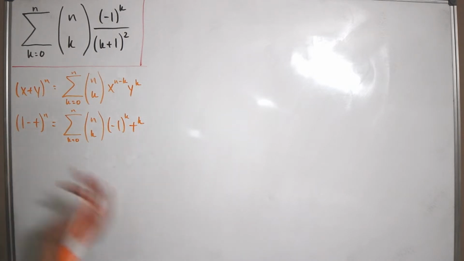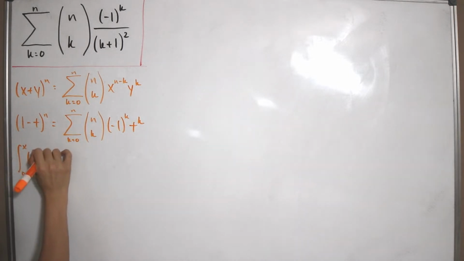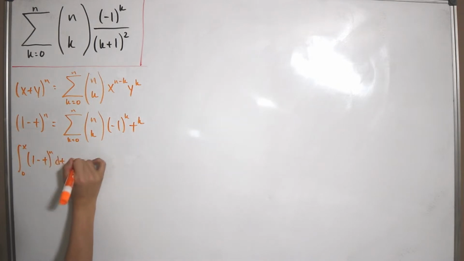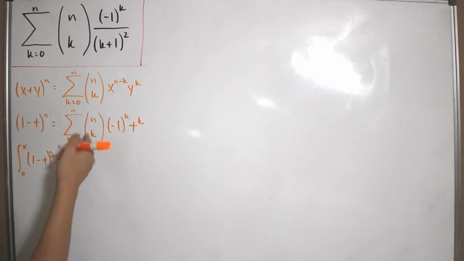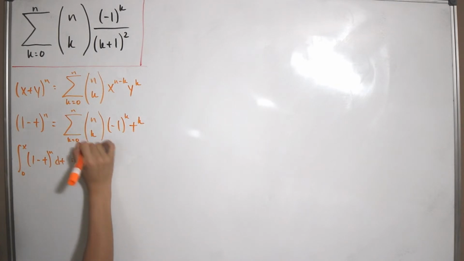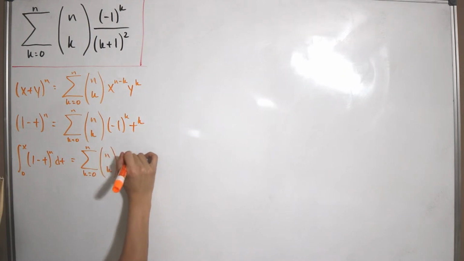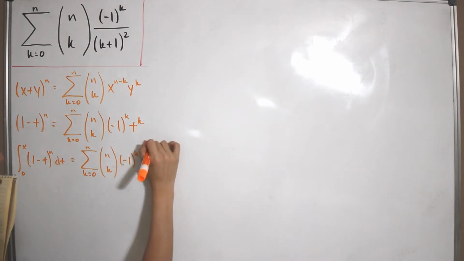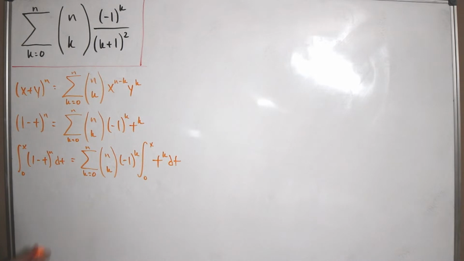Now let's do a little bit of integration. I'm going to integrate with respect to t, and we're going to integrate both sides from 0 to x. So we have the integral from 0 to x of 1 minus t to the power n dt, which equals the following. Since we're integrating with respect to t, everything else is a constant, and we can interchange the sum, so the sum can come outside. So the sum from k equals 0 to n of n choose k times negative 1 to the power k, multiplied by the integral from 0 to x of t to the power k dt.